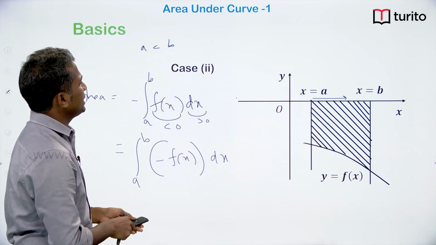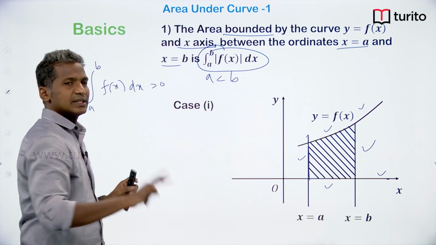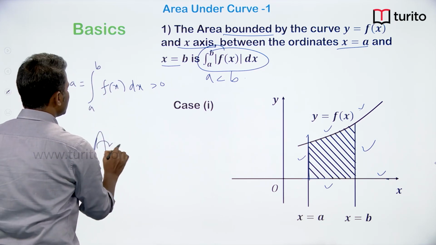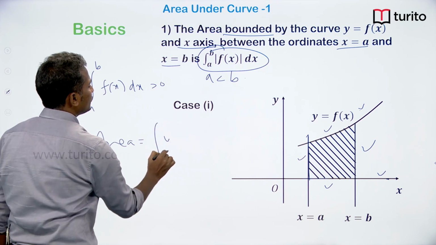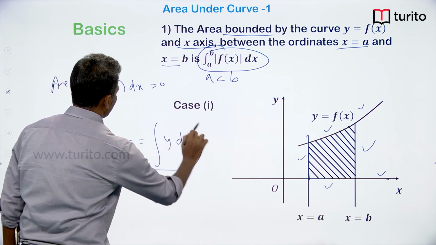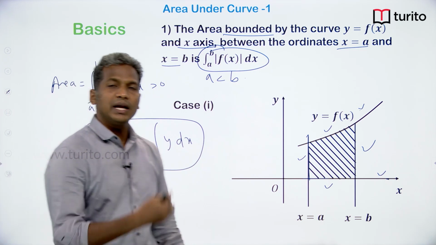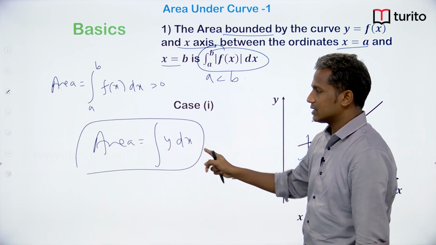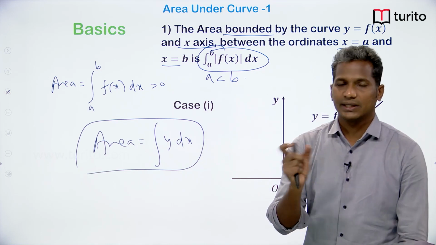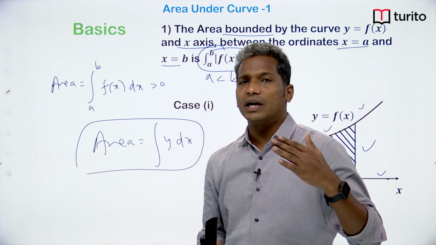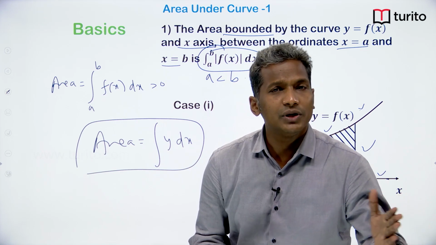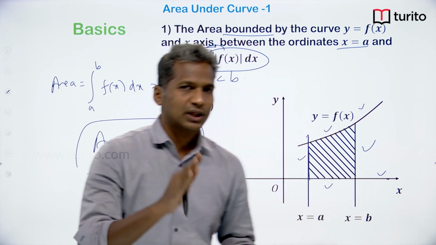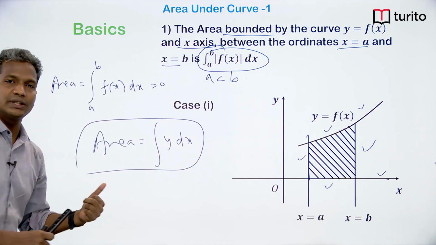So in these three cases, we have used the idea that area is always going to be integral of y dx. This is called the area formed with the x axis. So to get the area formed with the x axis, we use the idea y dx. If we want to find the area formed with the y axis, we will be using the idea x dy. So before we go for the other idea, please make a note of this.